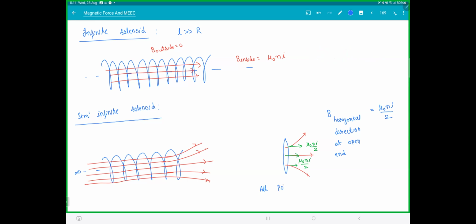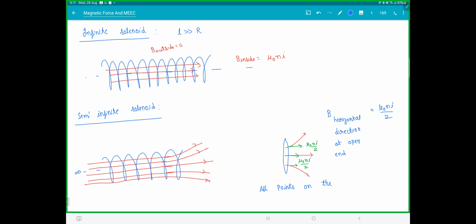You have to go really far inside, only then it is uniform, or else it is not. The field lines will start diverging somewhere before that, no? We can only talk about the open end. There also the field will be μ₀Ni by 2. The horizontal component you're saying? Here's the field inside. If you go a bit inside there, you have the same thing.